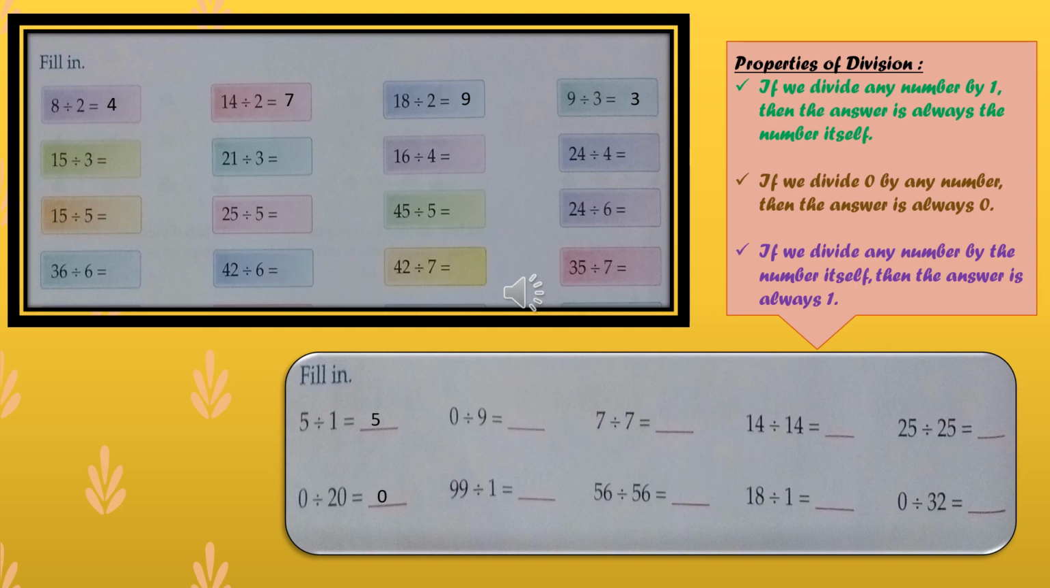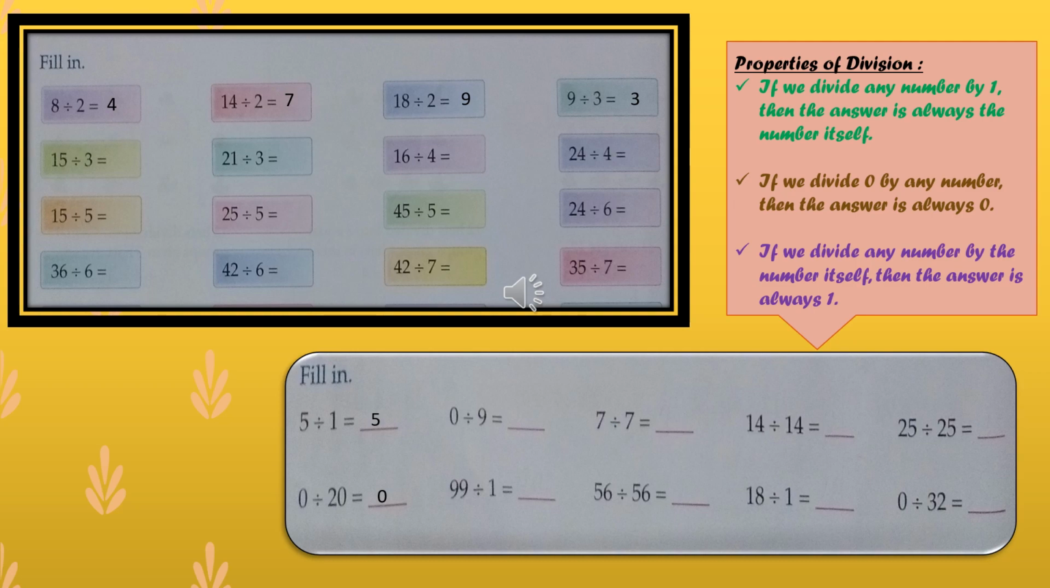Let's see. First one, 5 divided by 1. See, first property is being followed here. When we divide any number by 1, then what answer do we get? The answer is always the number itself, that is 5. So 5 divided by 1 equals 5.